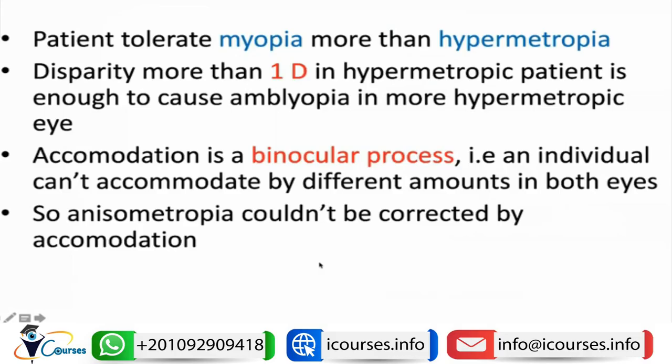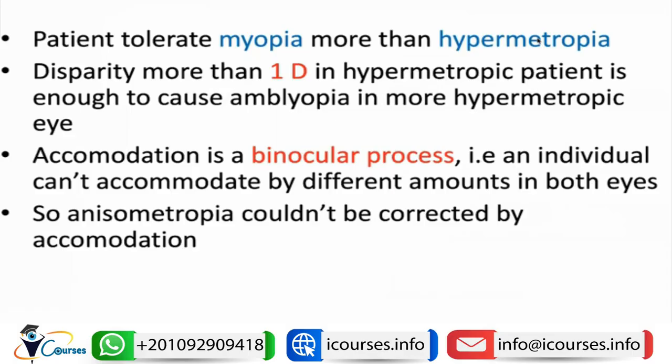Just important notes about anisometropia: patients usually tolerate myopia more than hypermetropia, especially if they are a child. You can notice that when the child is born, the child doesn't look at a distant target, or is not interested in distant targets. So they don't catch a bus and they don't look at the sky or watch birds. They usually are interested in the toys and food and everything that is close to their environment, and they are more interested in the 1 or 2 meters around them. And this will lead to the child tolerating myopia more than hypermetropia.